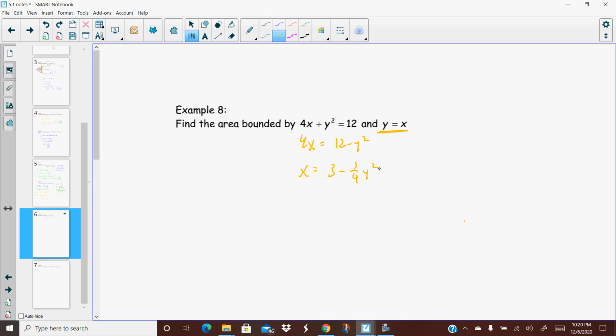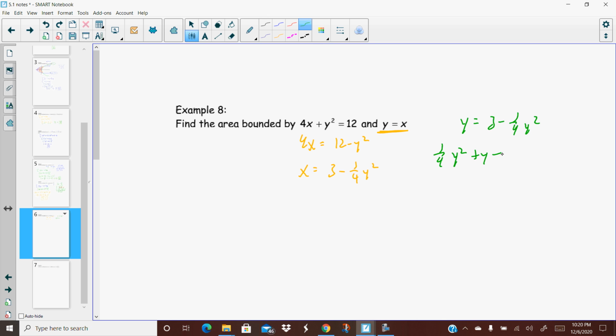Okay, and the reason that that's important is because now I can set these two things equal to each other and solve for y. I know that I'm going to be in terms of y here. So y is going to equal 3 minus 1/4 y squared. And again, it is a quadratic, so I want to get everything equal to 0. In this case, I'm going to add the 1/4 y squared to the left and subtract the 3 because I like to keep my squared term positive if possible. It's just easier.